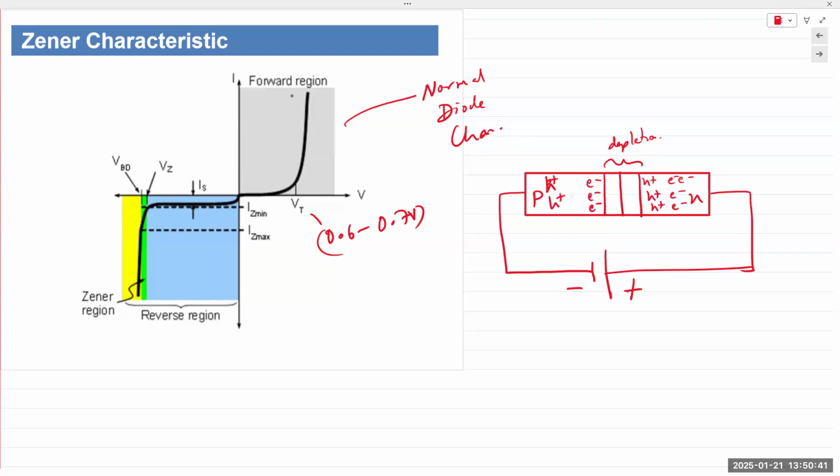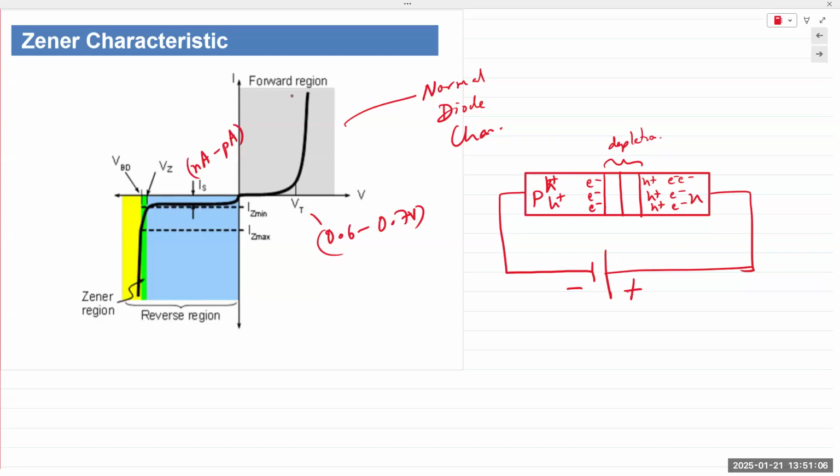What happens to them? They are pushed towards the junction. When they're pushed towards the junction, they're able to cross over and a reverse saturation current results. That is noted by IS. This is very, very small, typically nanoamps to picoamps, very, very small.